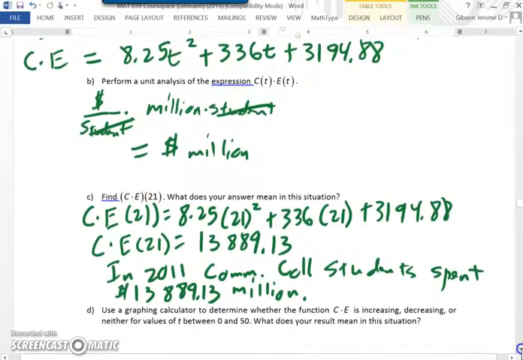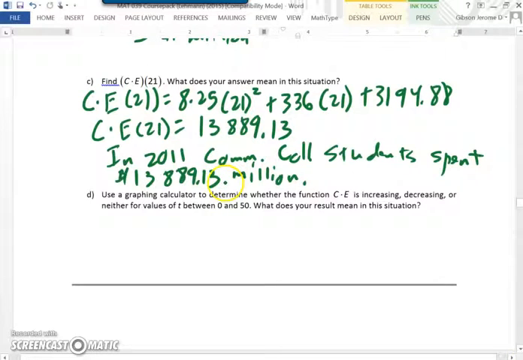Now, we go down here to C. It says using a graphing calculator to determine whether the function C times E is increasing, decreasing, or neither for values of t between 0 and 50. What does your result mean in this situation? Now, if you do put this in your calculator, like I had showed you all, basically the linear regression and also the intersection point. You can put this in your calculator and also look at the table and see whether it's increasing from 0 to 50, which shouldn't be a problem.